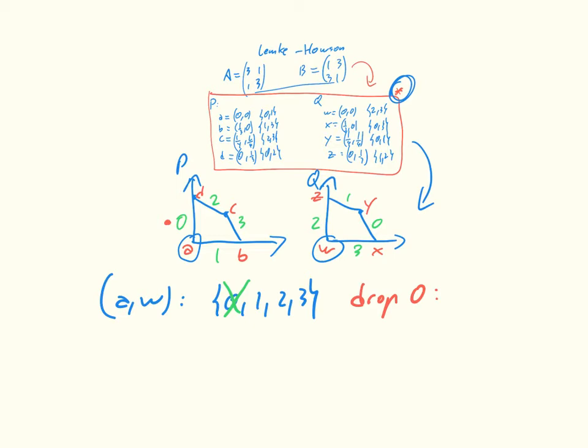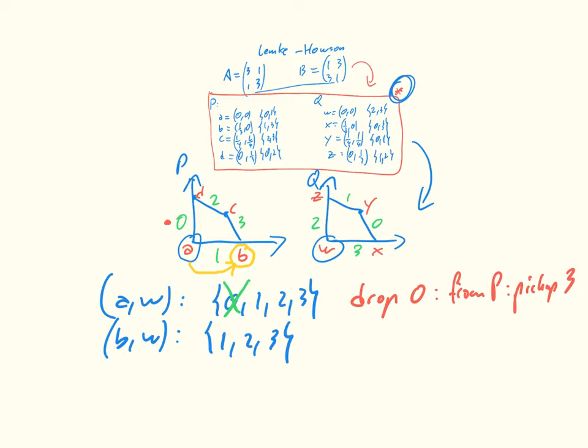In P, by dropping that label, we're essentially going to move where we currently are. We're currently at A, but for us to drop 0, we need to move to B. And by moving to B, we pick up a new label. We already had 1, that hasn't changed, but we pick up a new label, which is 3. And now our pair is B and W. The full set of labels we have is 1, 2, and 3. But 3 we essentially have in two places, right? We have there and there.